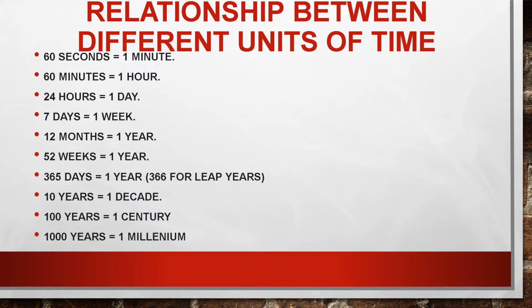Then 1 week is 7 days, 12 months make the 1 year, 30 days make the 1 month, 52 weeks make the 1 year, 365 days again the 1 year, 366 for the leap years, and 10 years make the 1 decade. 100 years make the 1 century, and 1000 years is known as the 1 millennium.